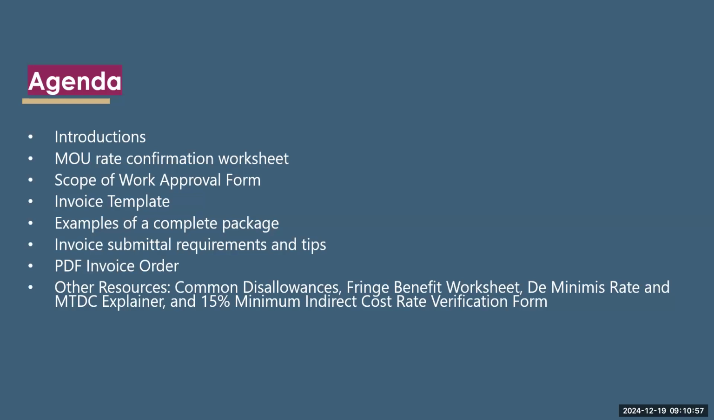Other resources that we're going to be providing you will be a list of common disallowances, the fringe benefit worksheet calculation if you don't have an approved fringe rate. We're also going to go over the de minimis rate calculation worksheet, and then your modified total direct cost explanation in case you're using the 15% modified allocation.